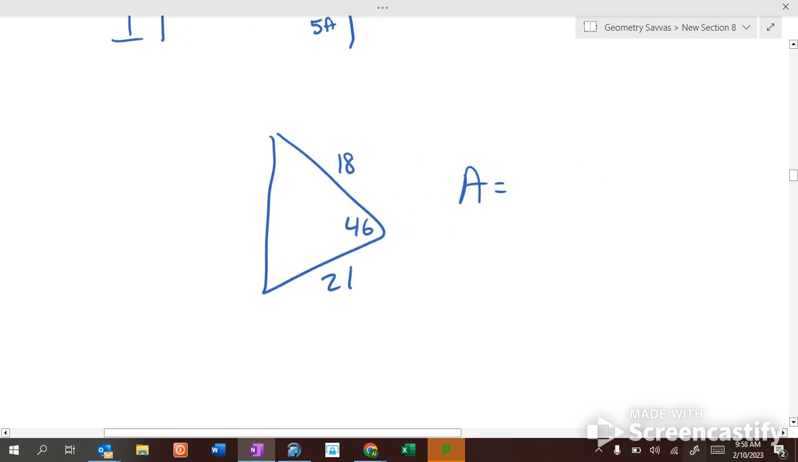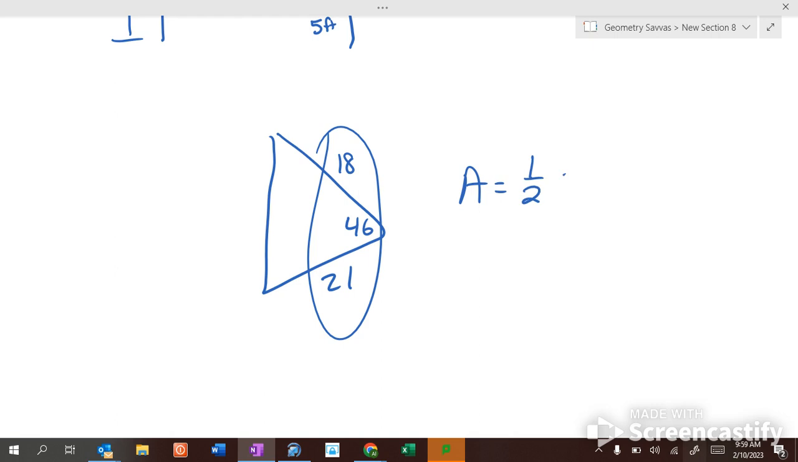Last one, area. If we're finding the area of a triangle and we know side angle side, we just take 1/2 of one side, 21, times the other side, 18, times the sine of 46. What is the area?